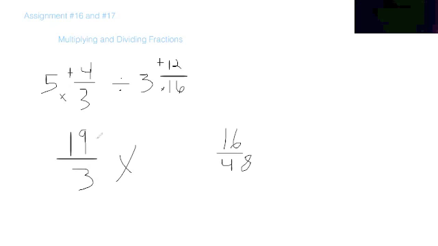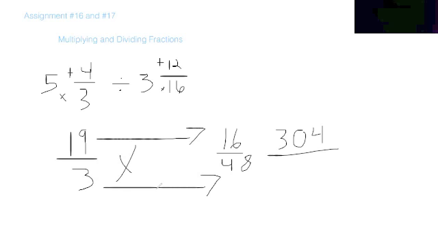And now all you have to do is multiply across. So now you have 19 times 16, which is going to be 304. And then 3 times 48, which is going to be 144. So I know for sure because both the top number and the bottom number are even, we can divide both by 2 to simplify. So 304 divided by 2.